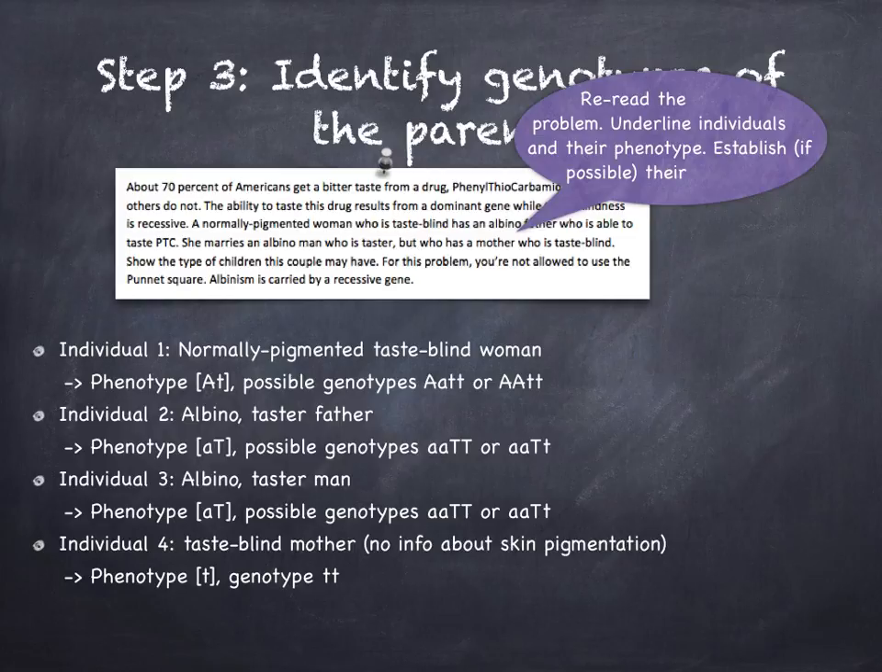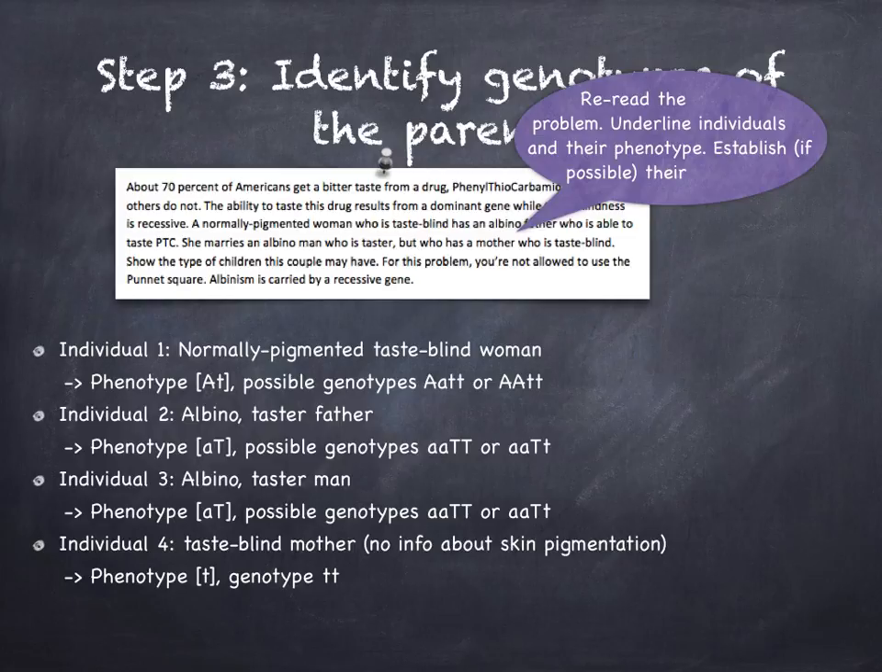And the fourth individual mentioned is the mother of this man. This woman is known to be taste blind. We don't have any information about her skin pigmentation. So what we can say for her is that her phenotype is small t, and her genotype is small t.